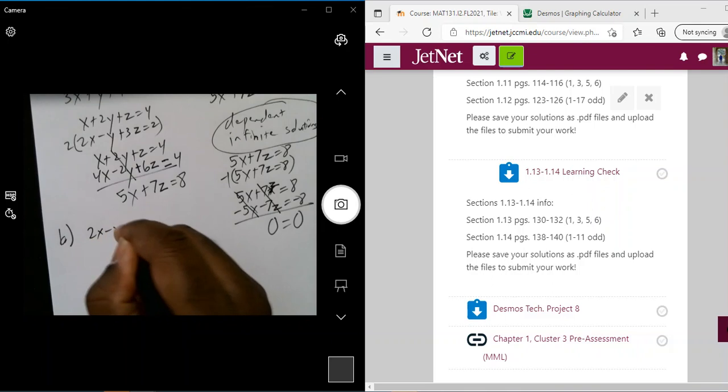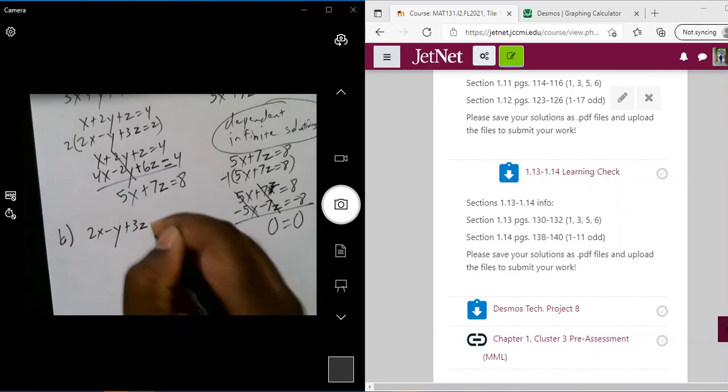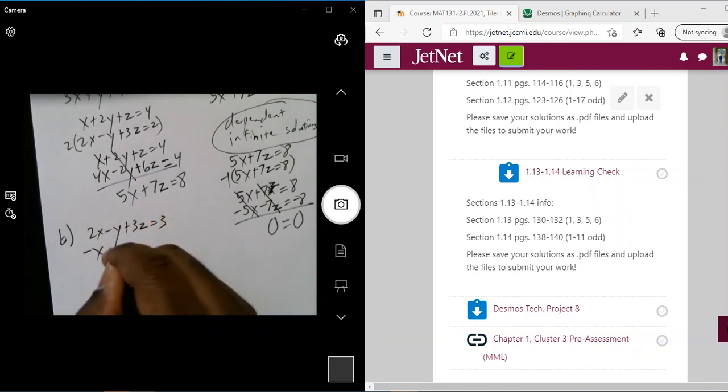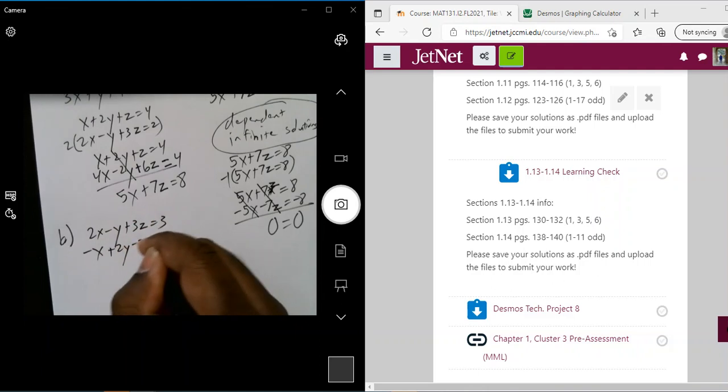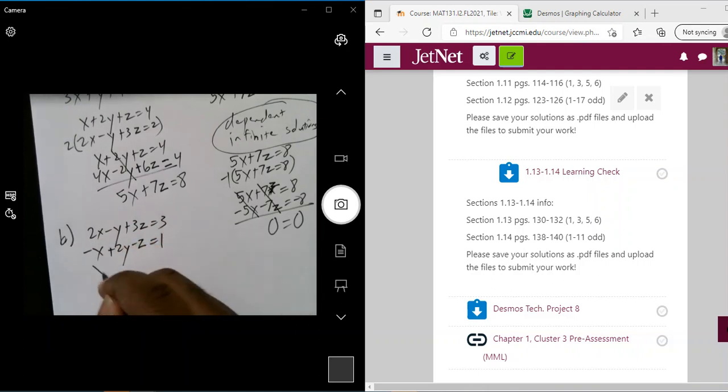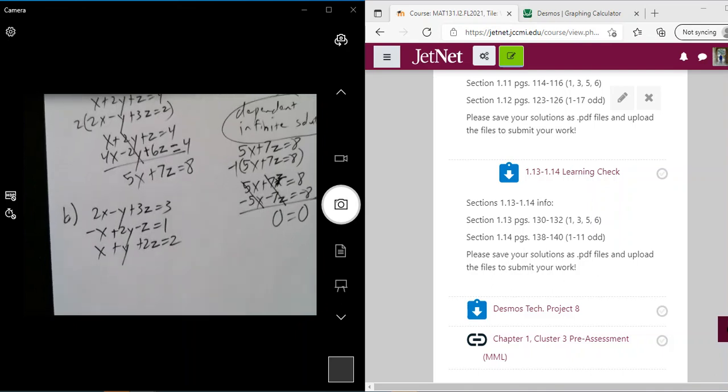We had 2x minus y plus 3z equals 3. Negative x plus 2y minus z equals 1. x plus y plus 2z equals 2. So when I look at this problem here, I think a good candidate to get rid of is the x's. So I would start off with the middle and the bottom one.